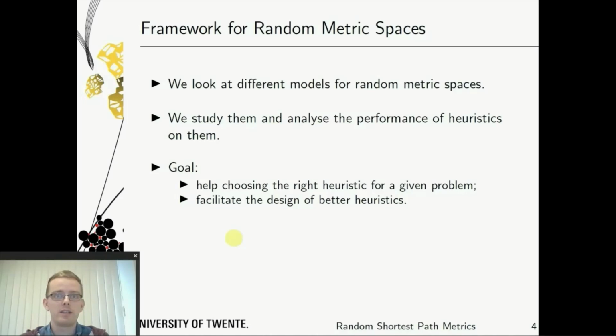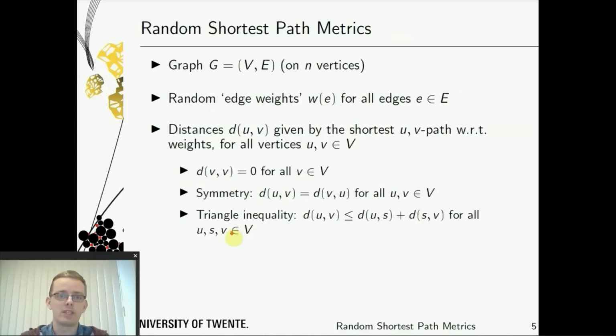Having said all that, let's go to the random model that we've been working on, called random shortest path metrics. In short, you could see the random shortest path metrics as a way to transform the space with independent edge lengths into a metric space. What we do is that we start with an arbitrary simple graph G on n vertices, and we will refer to this graph as the one that is being used to generate the metric spaces.